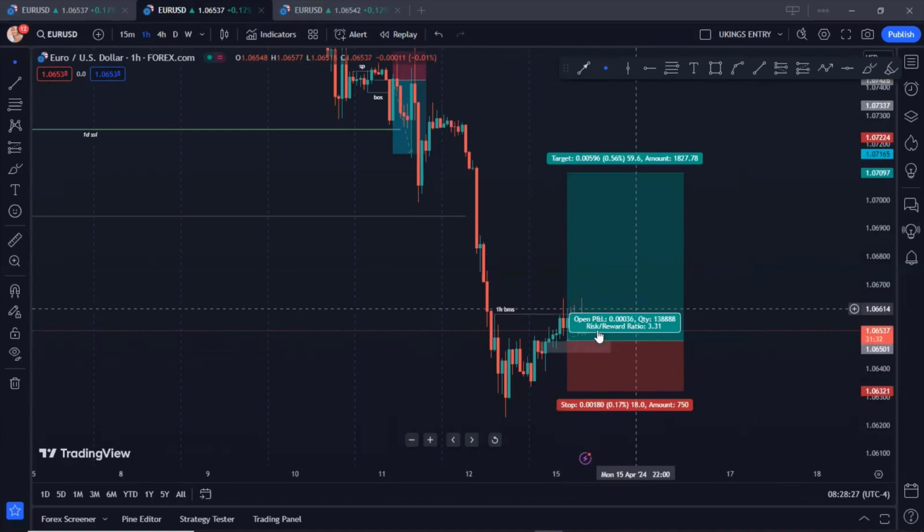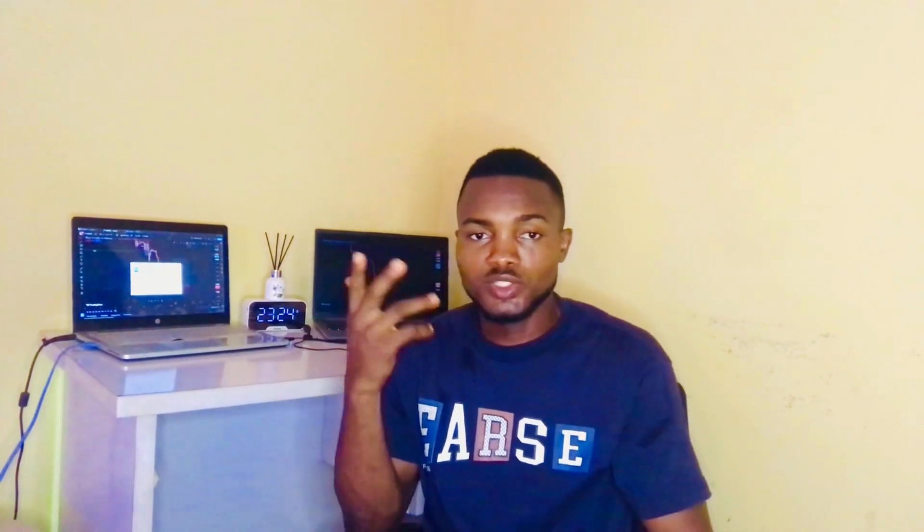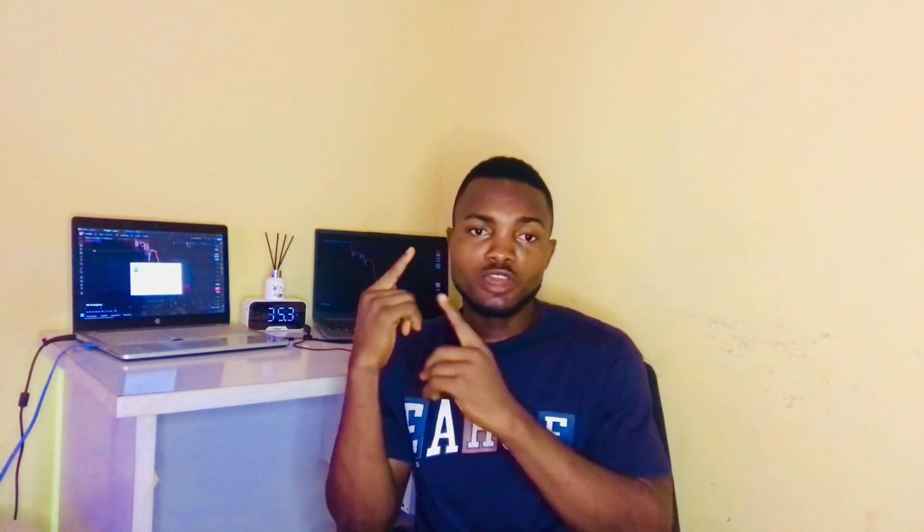It's still ranging. I'm waiting for a massive expansion in the marketplace for now. So that's it, guys. You can see the trade I'm currently holding. I'm expecting price to fill maybe the gap that's going to be created today, if today closes with a gap. If it doesn't, we'll be aiming for the higher gap. You understand? Keeping it very simple.